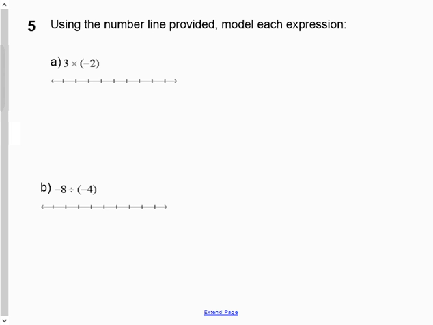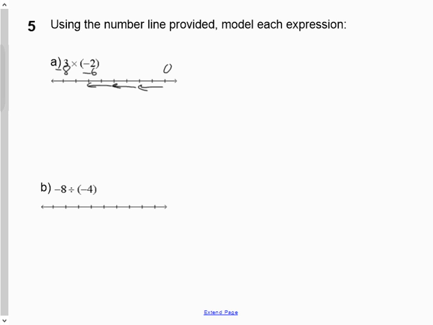Question number 5 says, using the number line provided, model each expression. So it says positive 3 times negative 2 is going to be adding three groups of negative 2. So I'm going to start here at 0. Negative 1, negative 2, negative 3, negative 4, negative 5, negative 6, negative 7, negative 8's over here. Adding one group of negative 2 is this. Adding another group of negative 2 and adding a third group of negative 2. I arrive at negative 6 when I add three groups of negative 2 on a number line.